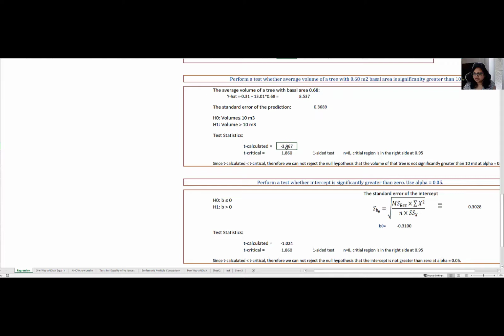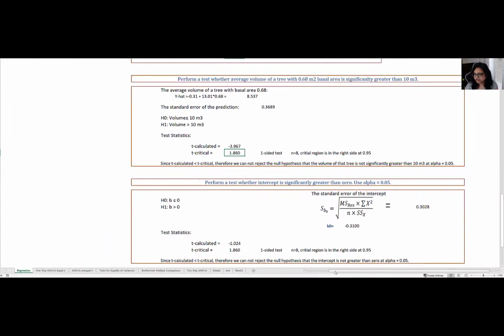So the t value I found already, and then the t critical value, since it is a one-sided test based on the hypothesis, and the critical region is 0.95. You can see what the t value is using 8 degrees of freedom and 0.95. Then you can see that it's actually not in the rejection region. So we cannot reject the null hypothesis. That means it's actually less than 10, which is what we also found in our sample.